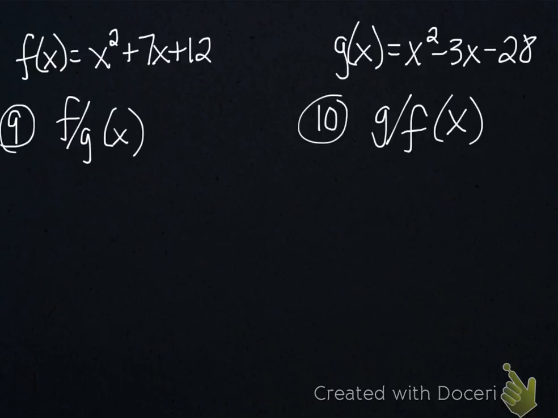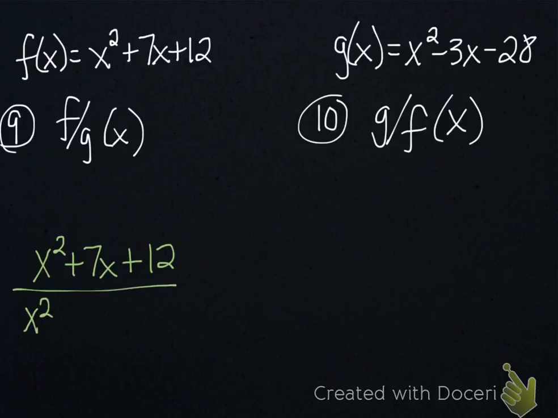Number 9. What's our operation? Okay, we're doing division. Alright, so what's on top? The f function is on top. So I have x squared plus 7x plus 12 in the numerator. The denominator will have the g function, x squared minus 3x minus 28. But how do we solve this? Oh, that's easy. We have to factor, right? So what's going to multiply to give me 12 and add to give me 7?